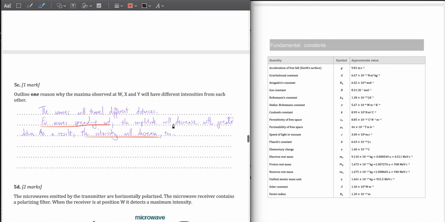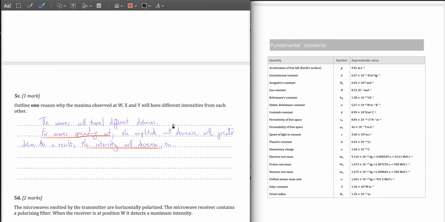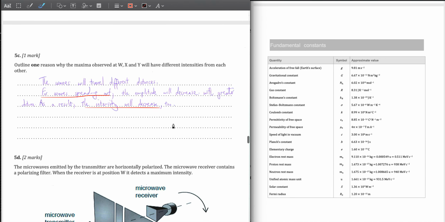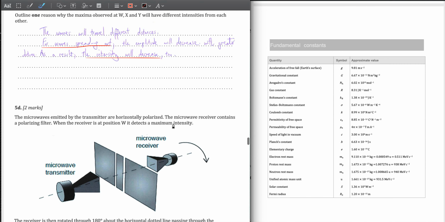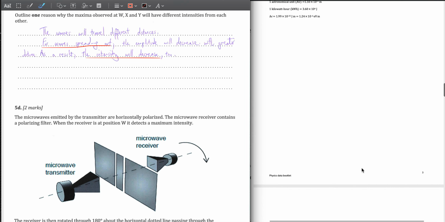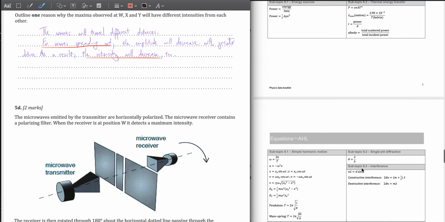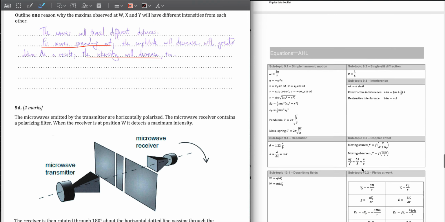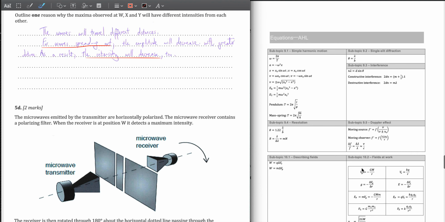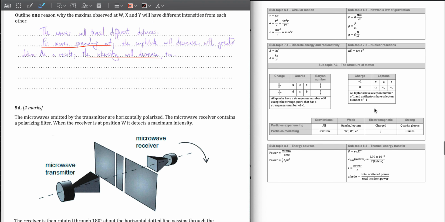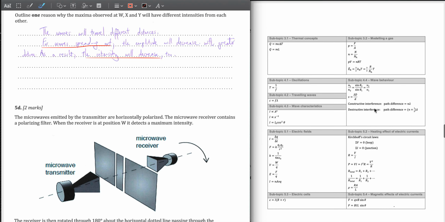Okay, this is where I think our SL portion finishes. We'll carry on with the HL. 5D, we're looking at the microwaves emitting and looking through a polarizing filter. As soon as we see polarizing filters, we're going to try and find Malus's law. Oh, this is still, my apologies, this is still SL.